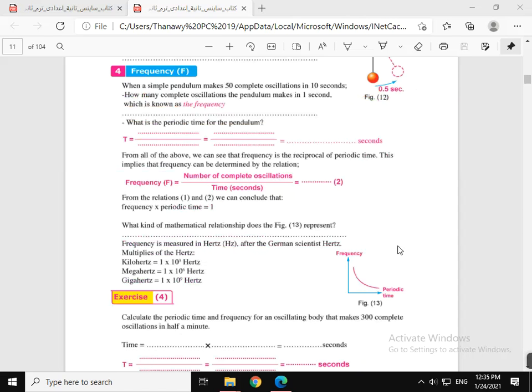Concept number 4, frequency. Frequency is the number of complete oscillations made by an oscillating body in 1 second. Frequency equals number of complete oscillations over time. So frequency is the reciprocal of periodic time, and frequency times periodic time equals 1.